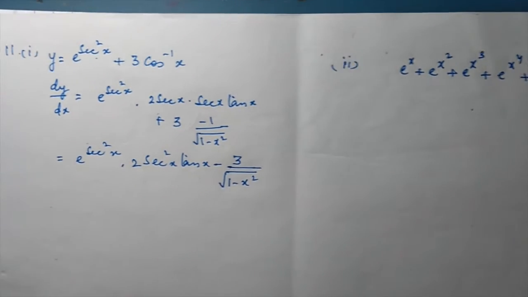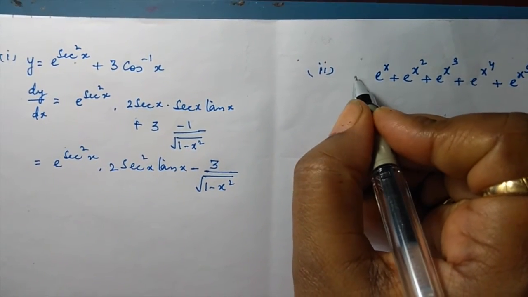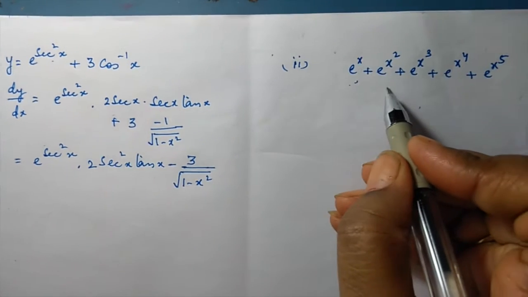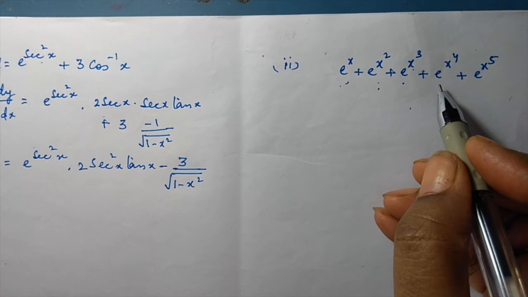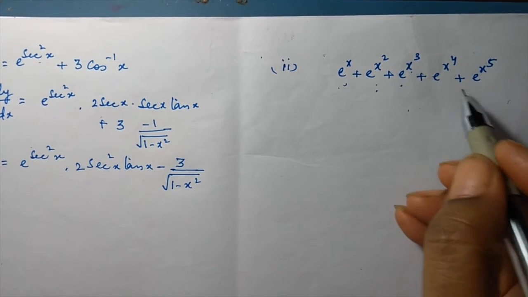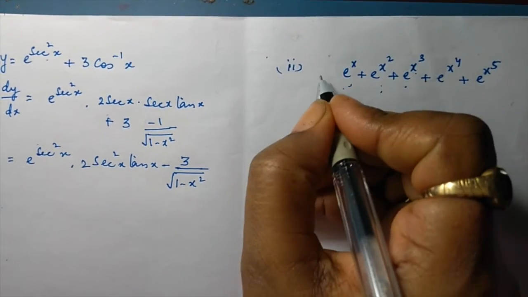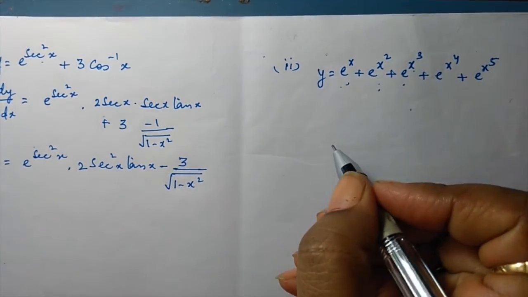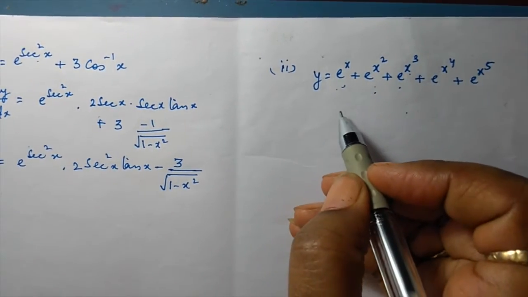Okay. Now let's see question number 11, second part, which says e to the power of x plus e to the power of x square plus e to the power of x cube plus e to the power of x to the power of 4 plus e to the power of x to the power of 5. Again, give it a name. Only one formula is to be remembered over here, that is, the differentiation of e to the power of x is e to the power of x.